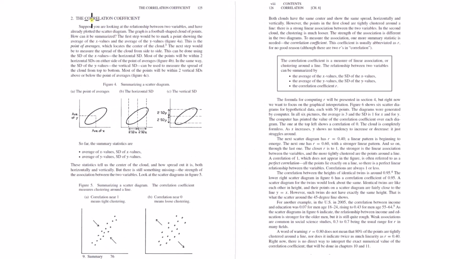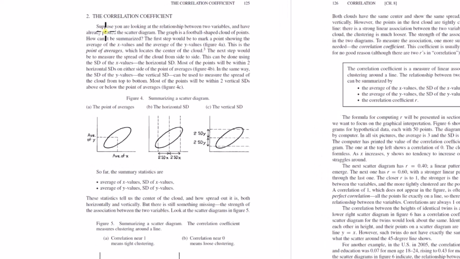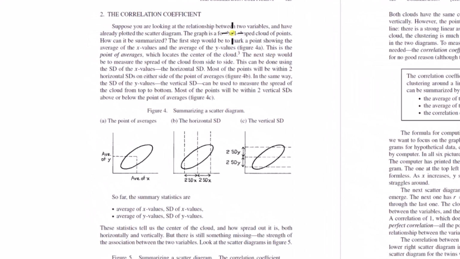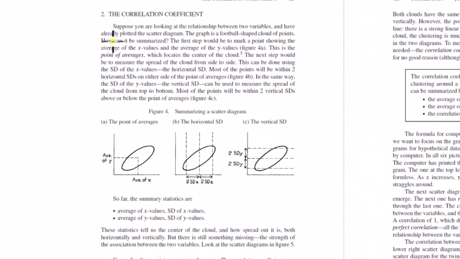Okay, so it says, suppose you are looking at the relationship between two variables and have already plotted the scatter diagram. The graph is a football-shaped cloud of points. How can it be summarized? So yeah, we're trying to point out here something about descriptive statistics.